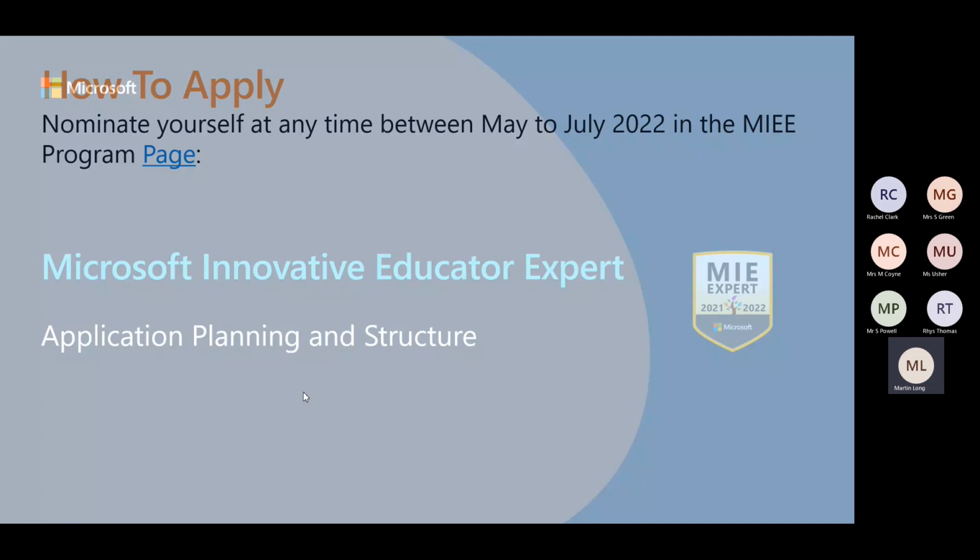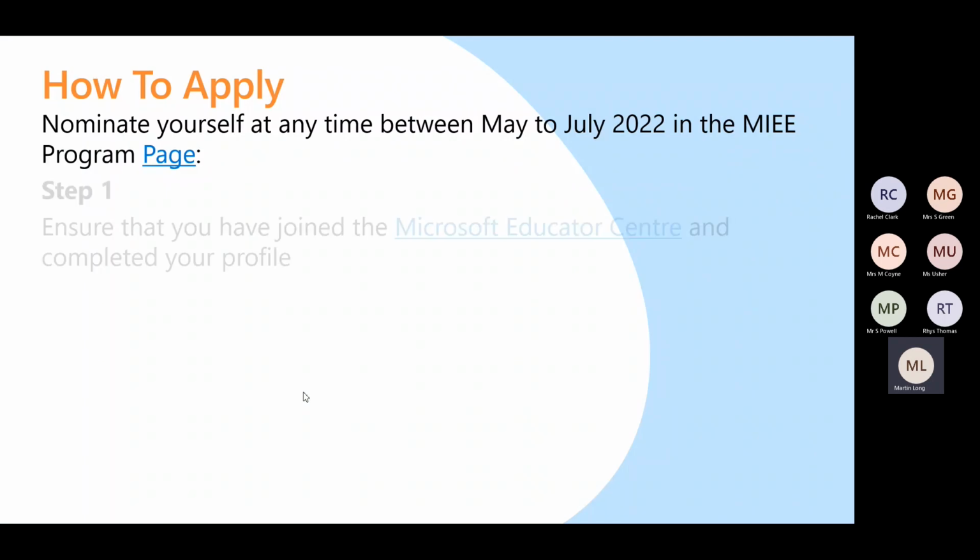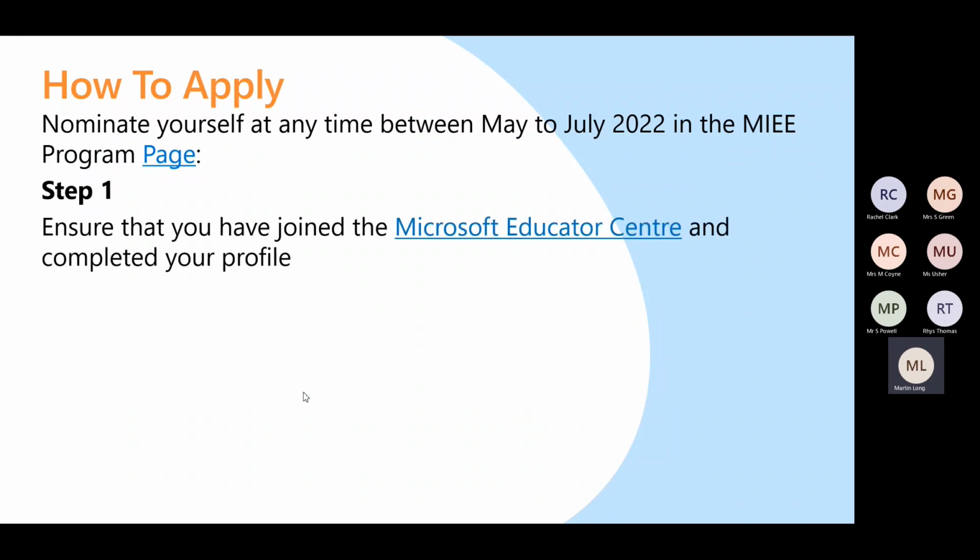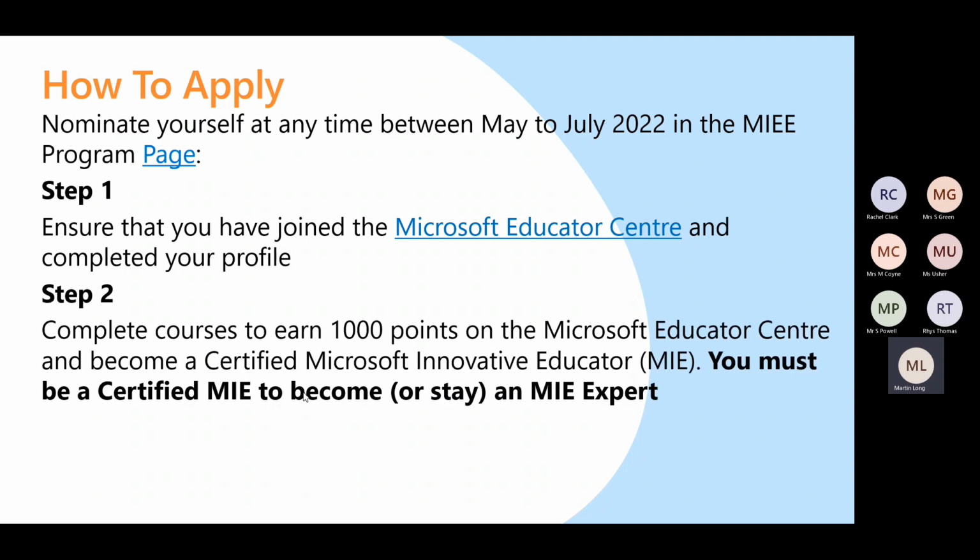So the application itself, I think we're all pretty familiar with it, but just to recap for those people that haven't been at every session, you need to make sure that you have signed up on the Microsoft Education Centre, and I'll come back to that again in a minute. And then that you complete a couple of courses that will be the equivalent of 1,000 points. And then that will make you an MIE, a Microsoft Innovative Educator. And that is the level below what you're aiming for, which is MIEE, which is a Microsoft Innovative Educator Expert.